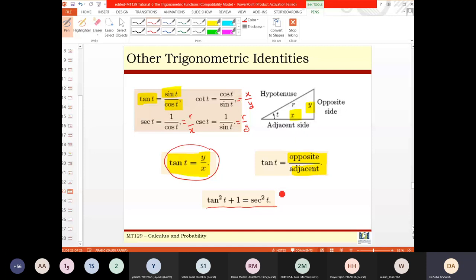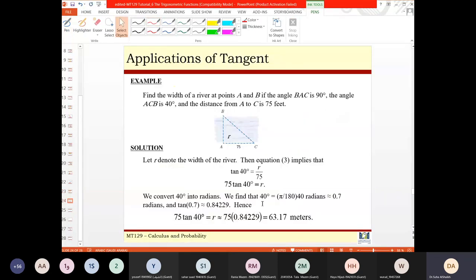And we have this important formula that connects the tan with the sec. We have that tan square of t plus 1 equals sec square of t. So if I have the tan, square it, add it to 1, this will give you the sec square of the t. Now they are giving us an example of a right angle triangle. As you can see, find me the width of a river at a point AB if the angle BAC is 90 degrees.